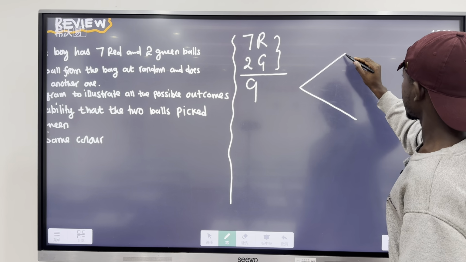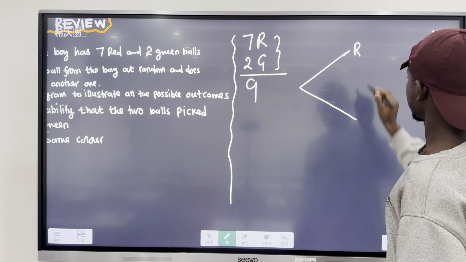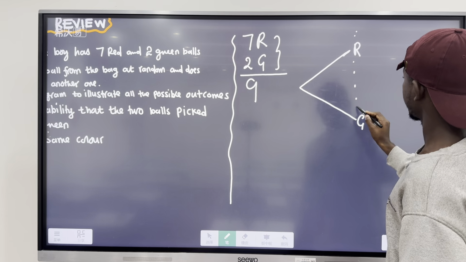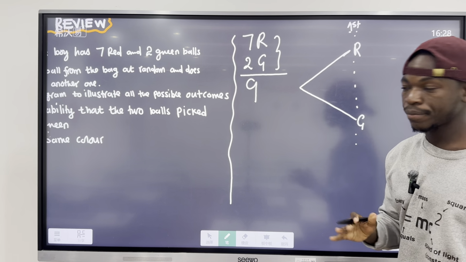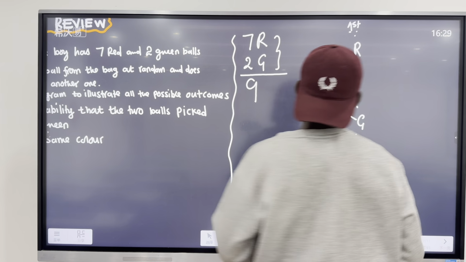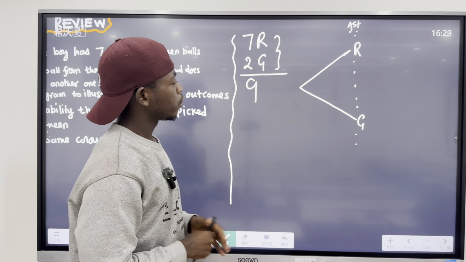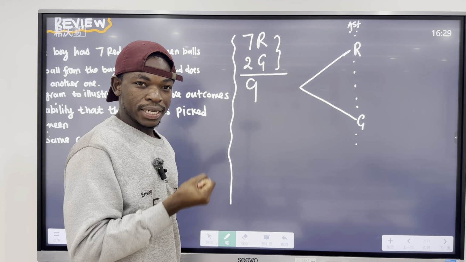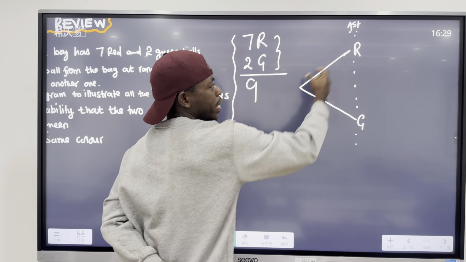So we have red and green. This is the first selection, the first picking. What's happening here? We need to fill in these branches with probabilities. At first, when this person picks, what is the probability, what is the chance that the ball they've picked is red?